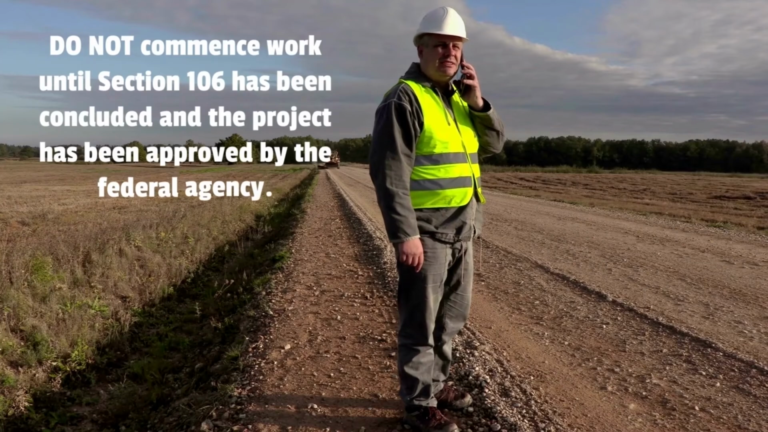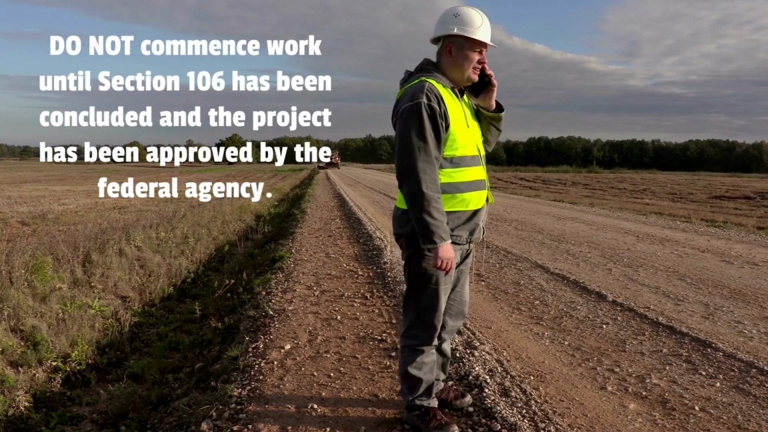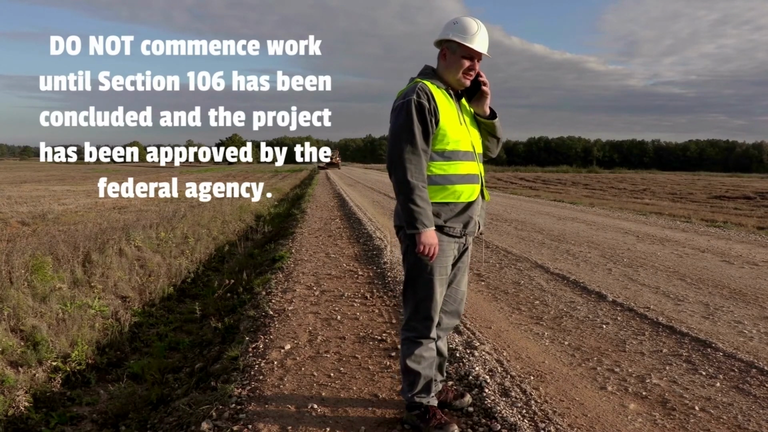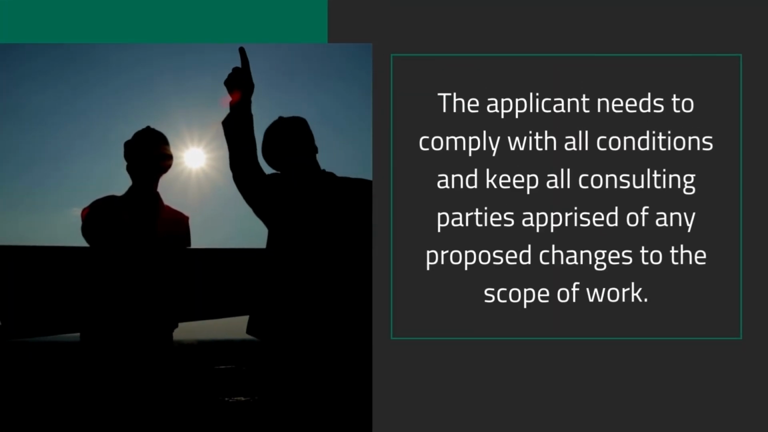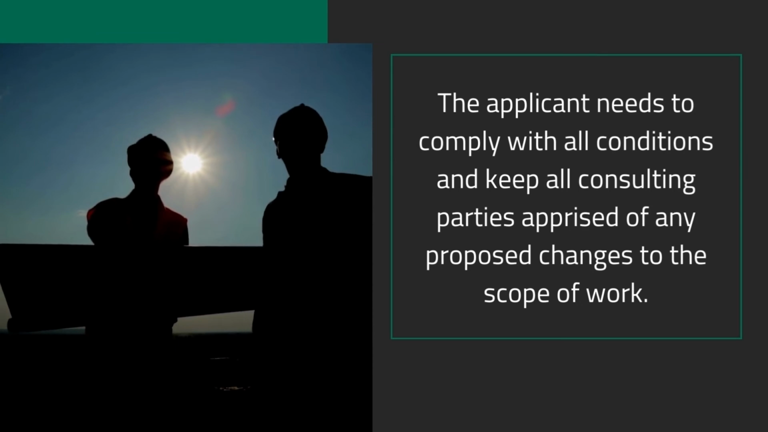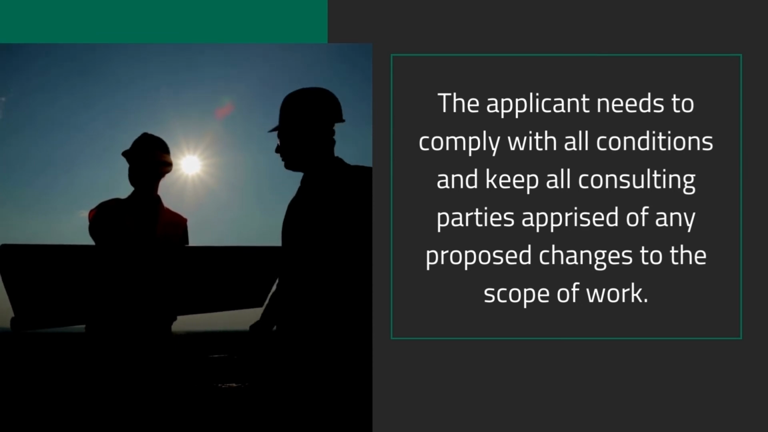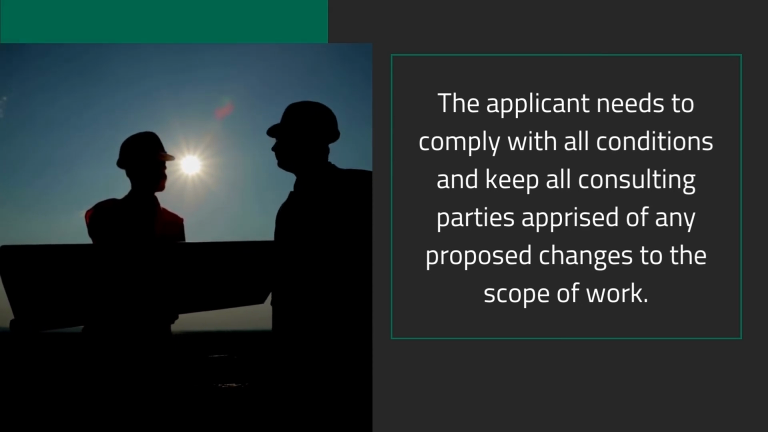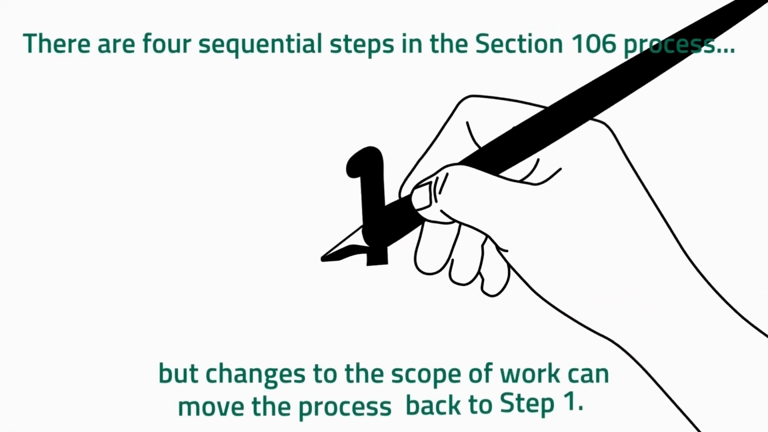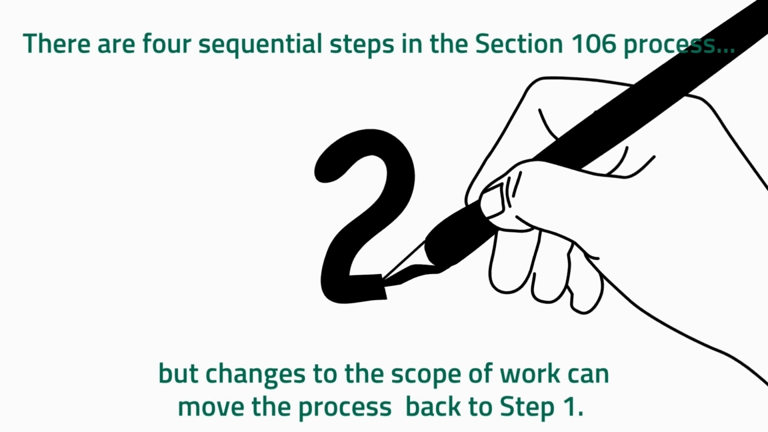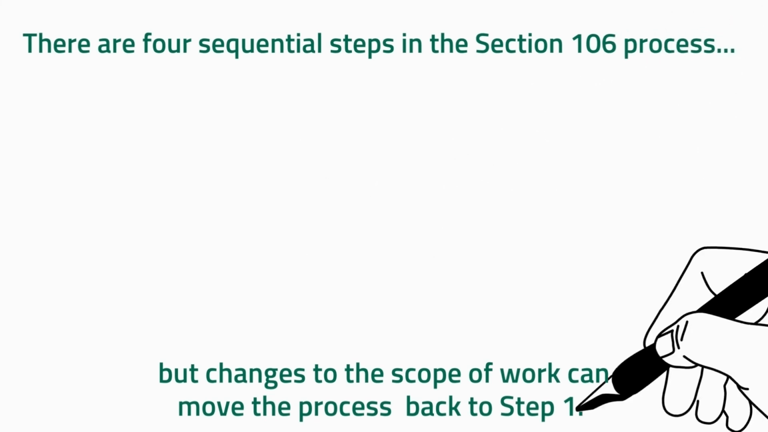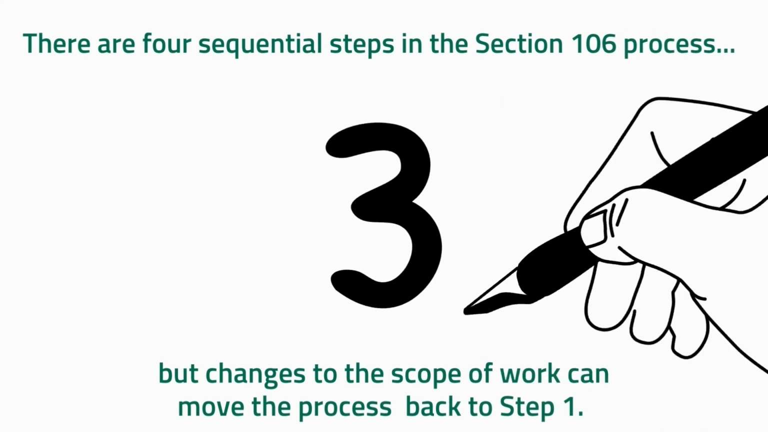Work should not commence until Section 106 has been concluded and the project has been approved by the federal agency. Likewise, the applicant needs to comply with all conditions and keep all consulting parties apprised of any proposed changes to the scope of work. There are 4 sequential steps in the Section 106 process, but if there are changes to the scope of work or other project aspects, the process may have to go back to Step 1.